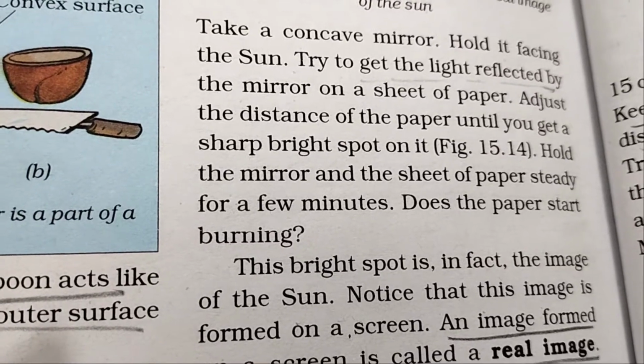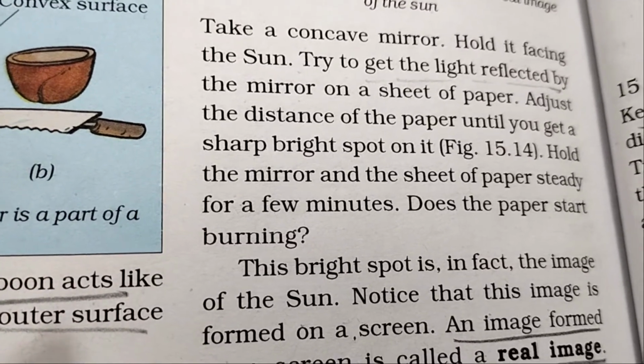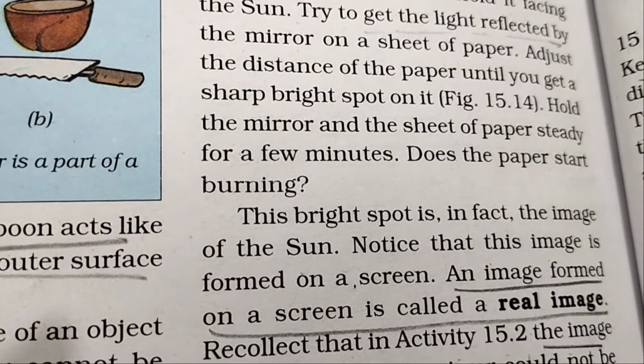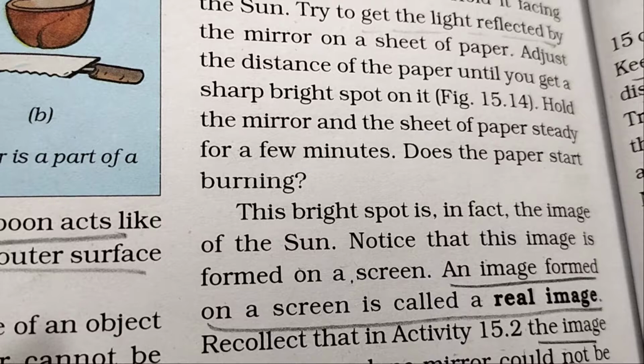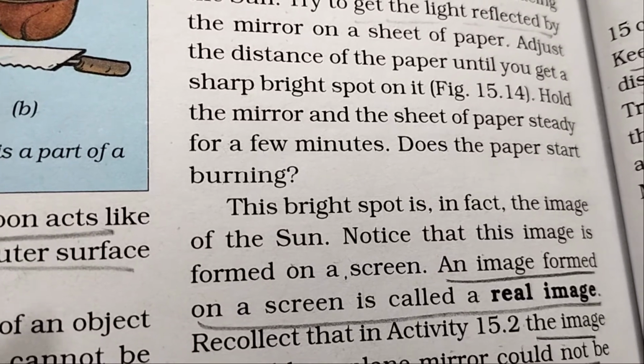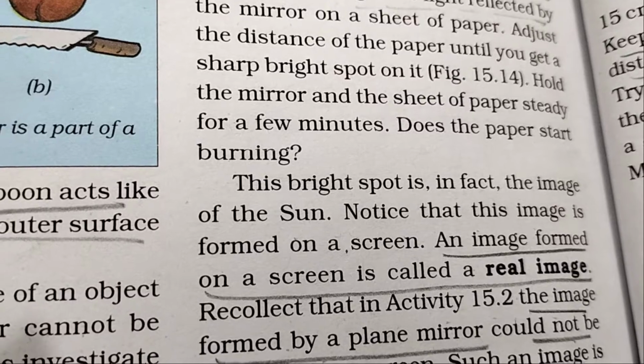हमने पेपर पे इस तरीके से कॉन्केव मिरर को सेट करना है कि हमें एक ब्राइट स्पॉट मिल जाए अपनी शीट के ऊपर. Hold the mirror and the sheet of paper steady for a few minutes. तो आपको ये लगेगा कि जब सारी लाइट उसमें इकट्ठी हो रही है, कन्वर्ज हो रही है, तो उससे जो पेपर है it will start burning.